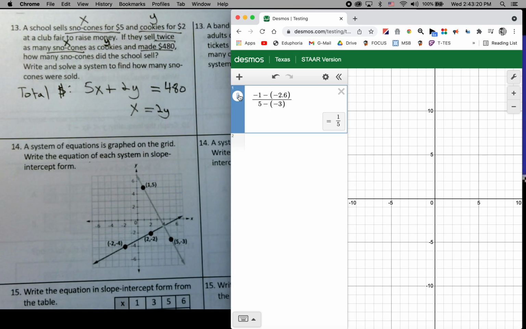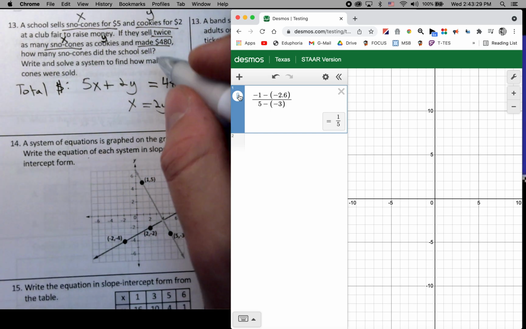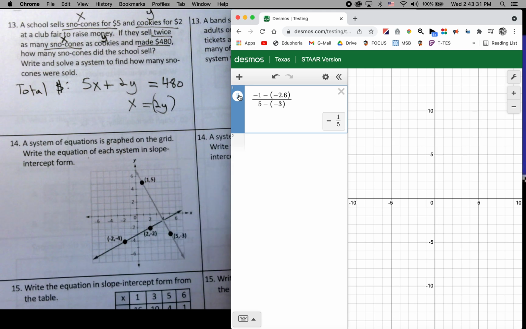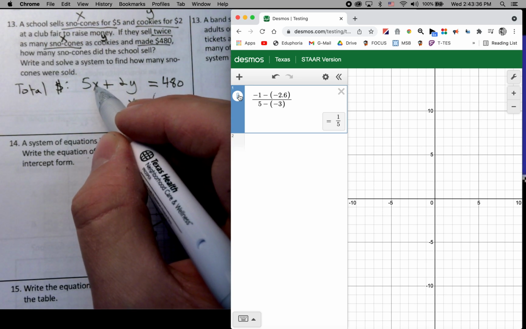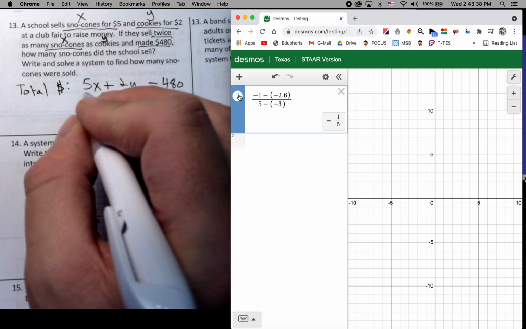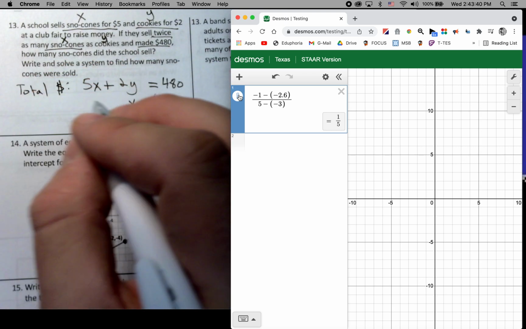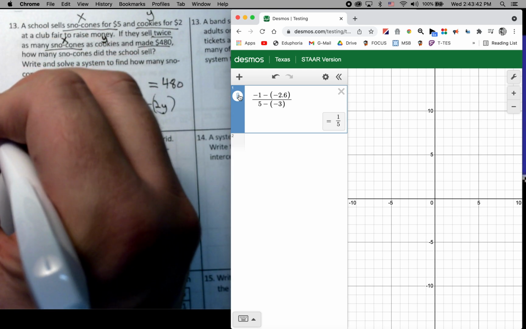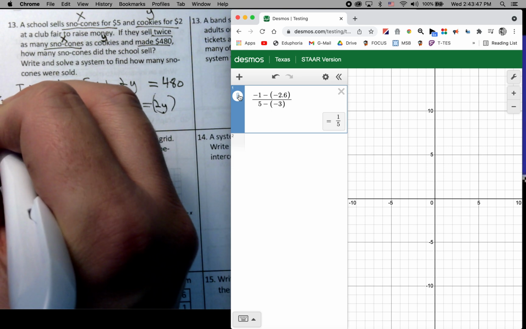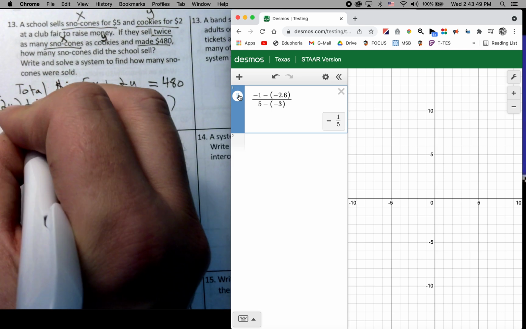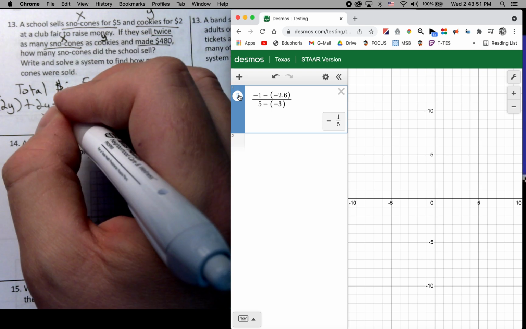All right. So there's a couple ways I can solve this. I can solve it by graphing. I can solve it by elimination. I could solve it by substitution. Because this variable x is already by itself, I'm going to solve it by substitution. I'm going to take this value of 2y and plug it in for x. So I'm going to rewrite this top equation, but every time I see x, I'm going to replace it with 2y with parentheses around it. So instead of 5x, I'm going to say 5 parentheses 2y plus 2y equals 480.